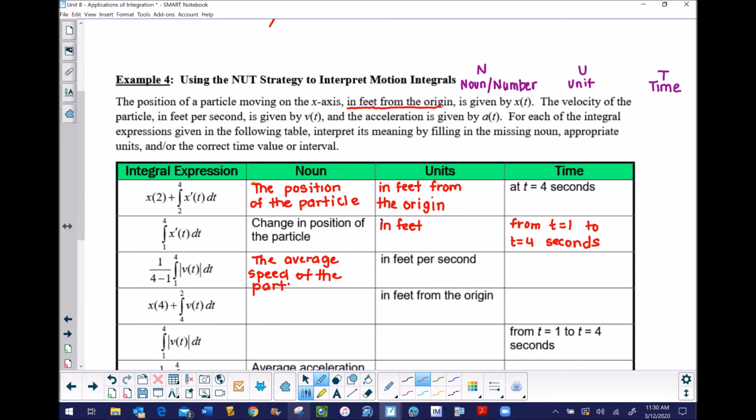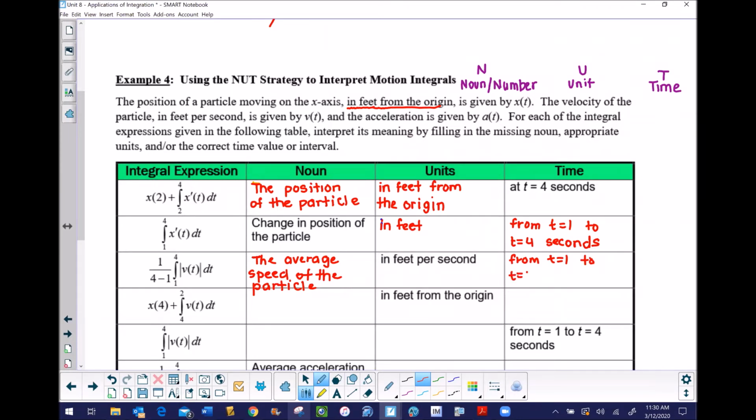And of course, our units are in feet per second. And then our time, we have to think about: is this talking about a specific moment or is this a from-to interval? When you think about average, that kind of indicates that you're looking at an interval of time and figuring out, on average, how fast was this thing going? So that idea of the interval of time is going to cause this to be a from and to.